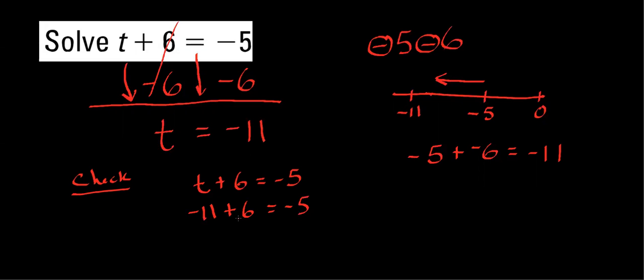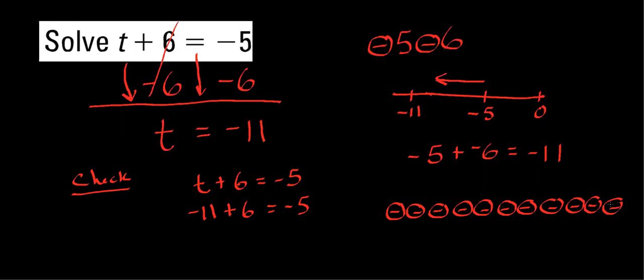So negative 11 plus 6. Well, let's think this through. If I have 11 negatives, so I'll draw this out, 1, 2, 3, 4, 5, 6, 7, 8, 9, 10, 11. And I'm going to add 6 positives. 1, 2, 3, 4, 5, 6. A positive and negative are going to cancel each other out.